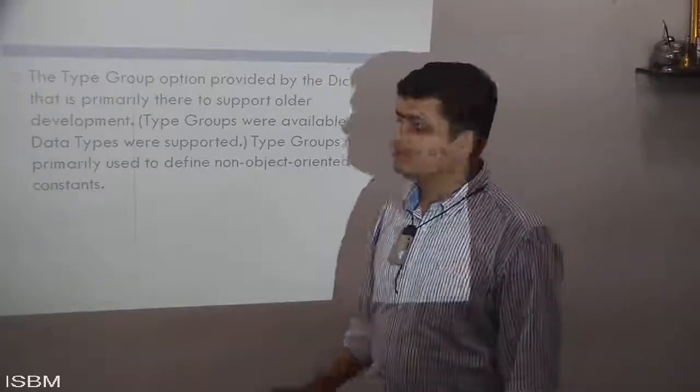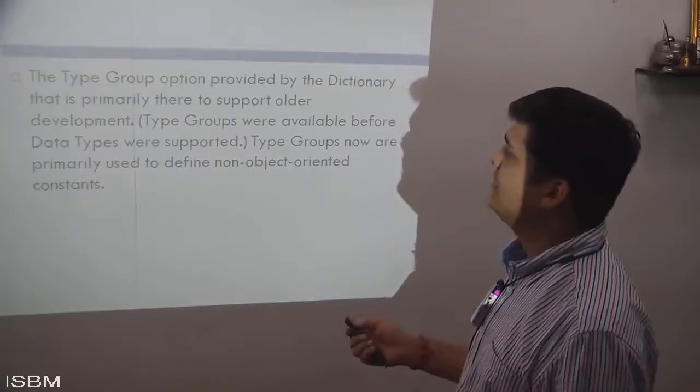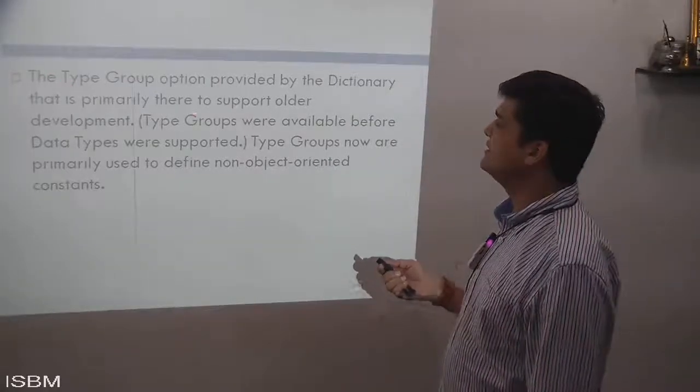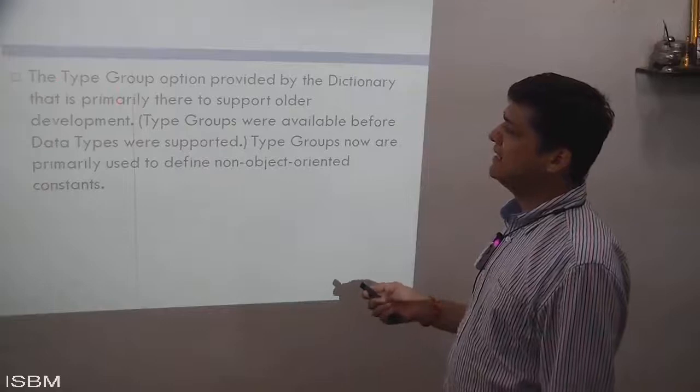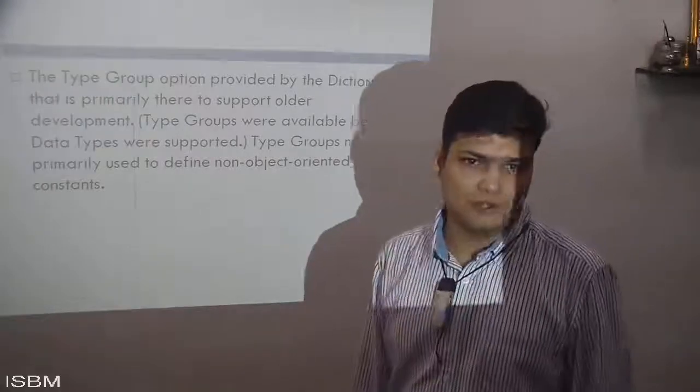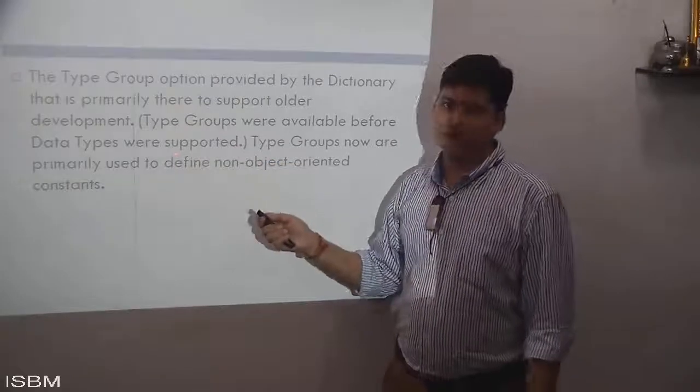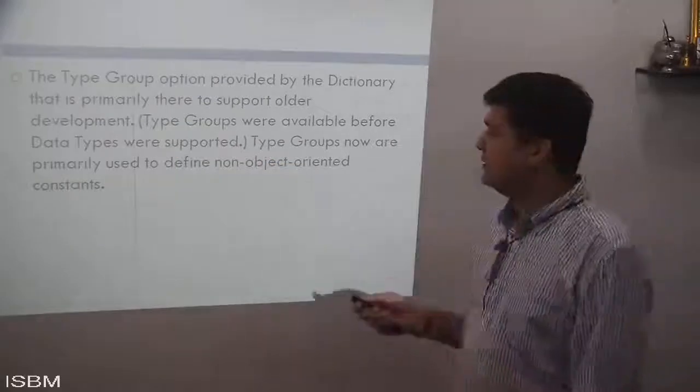Then we have a type group. What exactly is the type group? The type group option provided by the dictionary is primarily there to support older development. Basically, in 4.5 or 4.6 we were using type groups, but we are not using any type group in the new version of SAP.